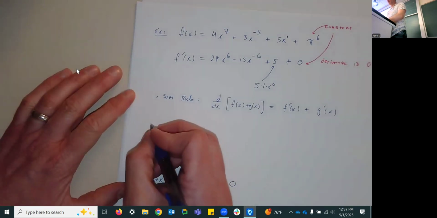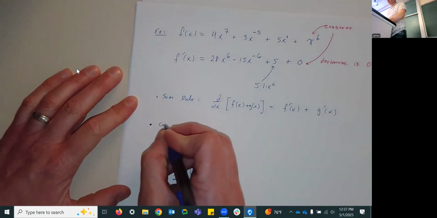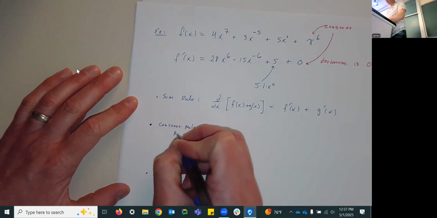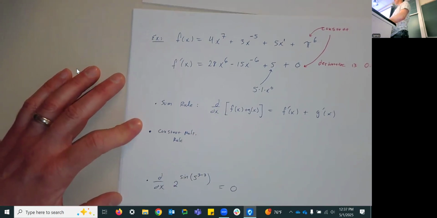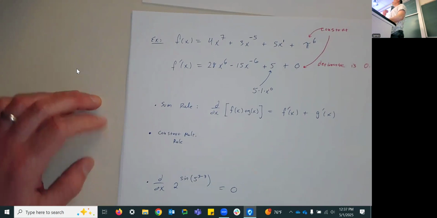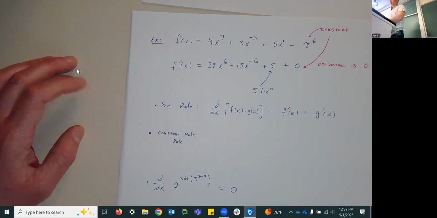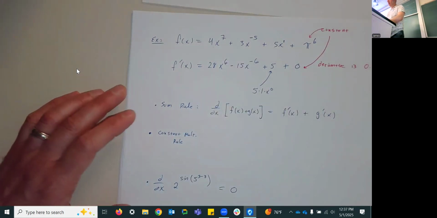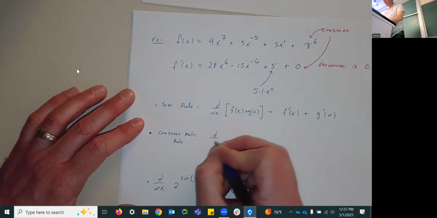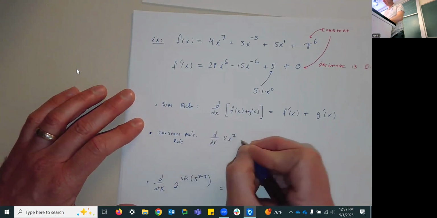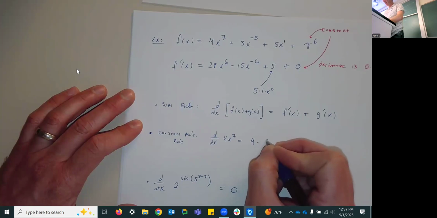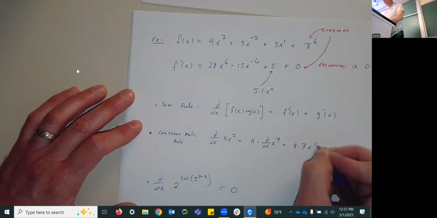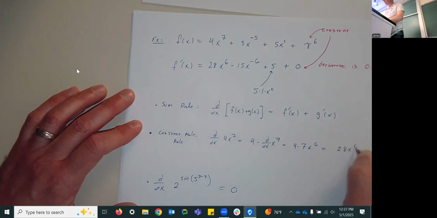So contrast that with the rule we were just using, which was the constant multiple rule, which says that if you have a function that's being multiplied by a constant and you take its derivative, I like to say that the constant just hangs out. Like when we took the derivative of 4x to the 7th, we did 4 times 7 times x to the 6th, but what we really did is we said, I'll just give an example here. The derivative of 4x to the 7th really ended up being 4 times the derivative of x to the 7th, which was then 4 times 7x to the 6th, which ended up being 28x to the 6th.